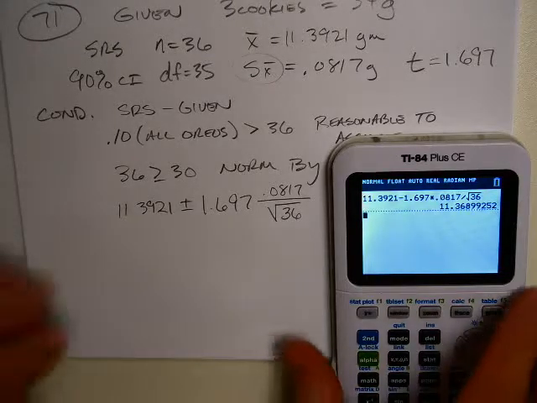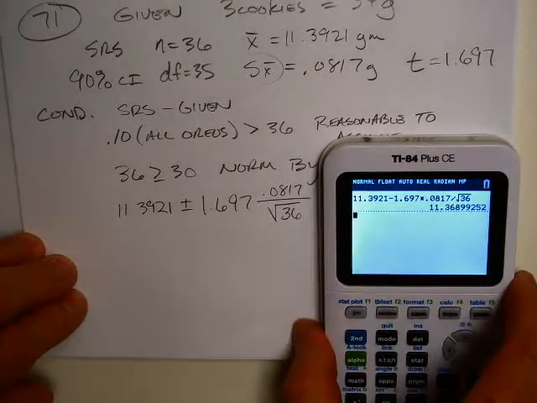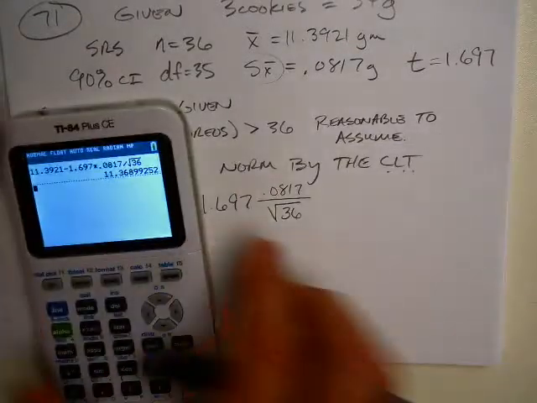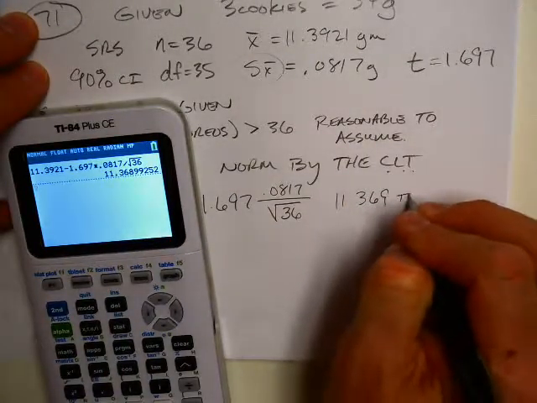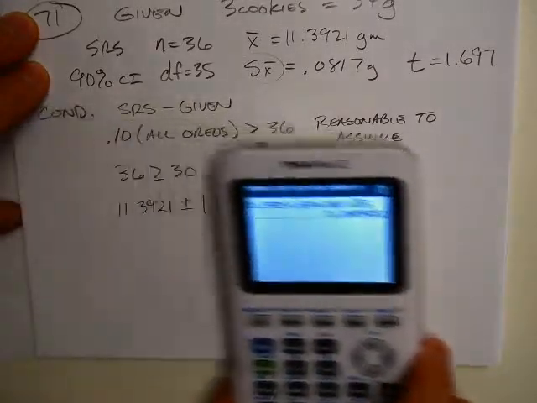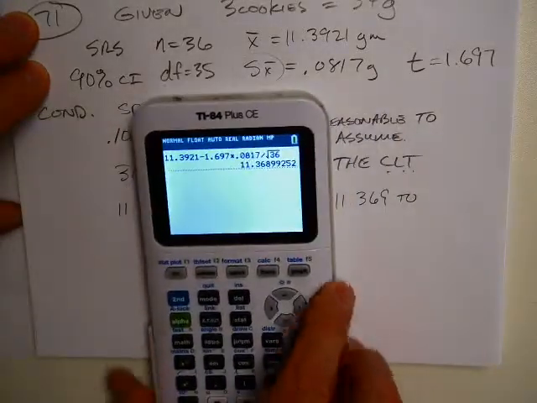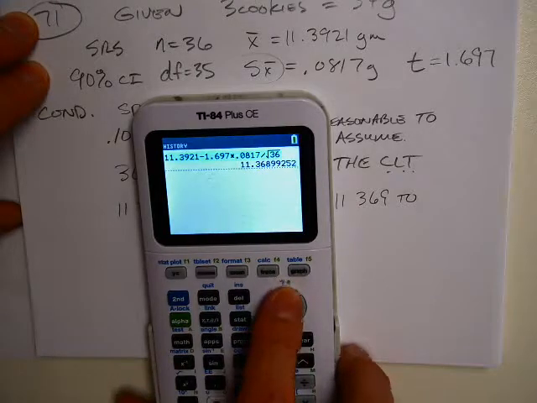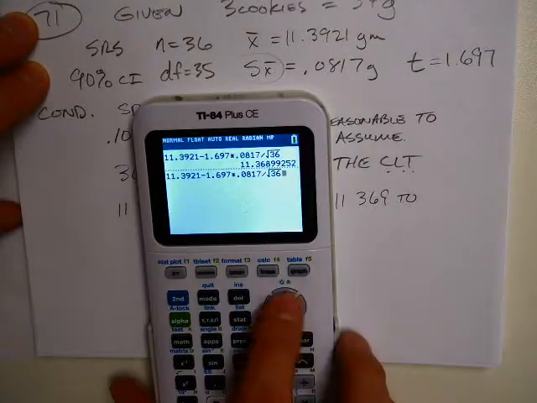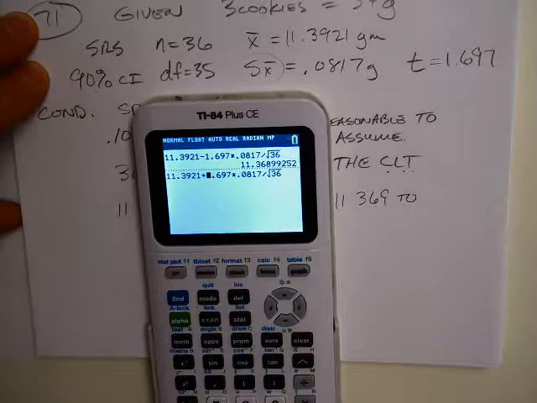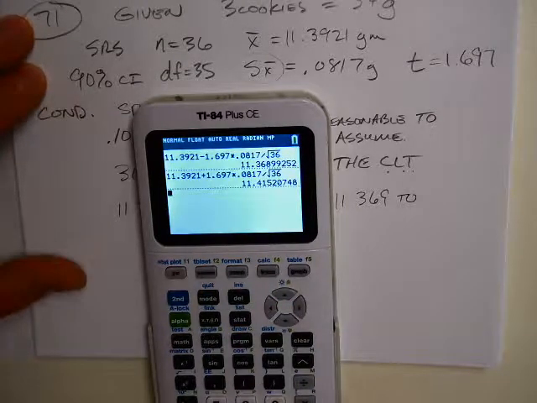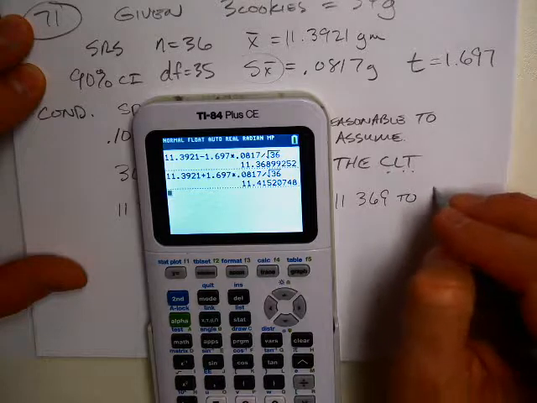So 11.369. To make sure you're rounding correctly, all I'm going to do is change the minus to a plus. 11.415.